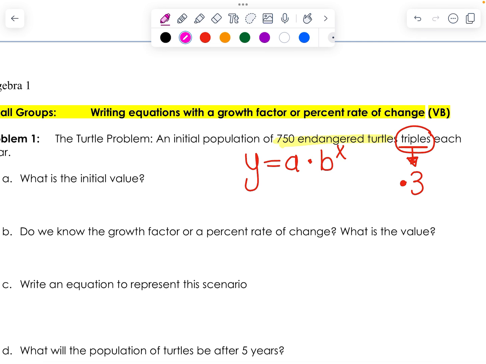So to step you through this, what is the initial value? We start with 750 turtles. Do we know the growth factor or a percent rate of change?